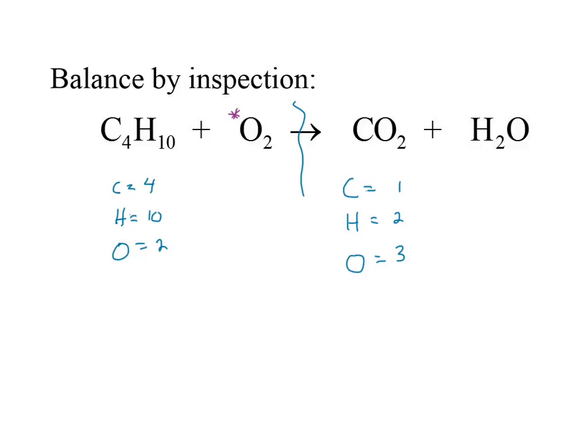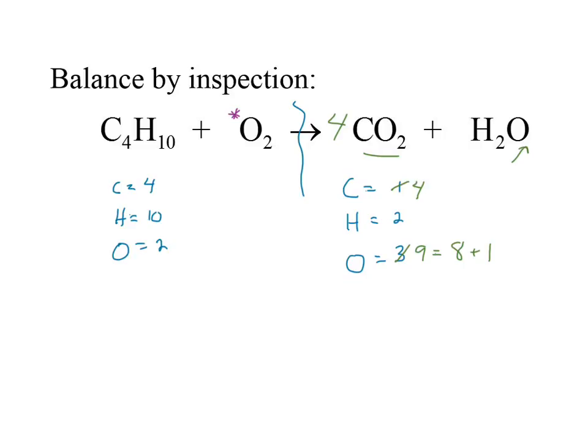So I'm going to go ahead and fix my carbons first. So if I have 4 carbons on the reactant side and I want 4 carbons on the product side, I can do that by just putting a 4 here, right? If I put a 4 there, I need to update my carbons that are now 4. And now how many oxygens do I have? 9. Yep. Very good. I've got 9. I've got 8 here and 1 here. Cool.